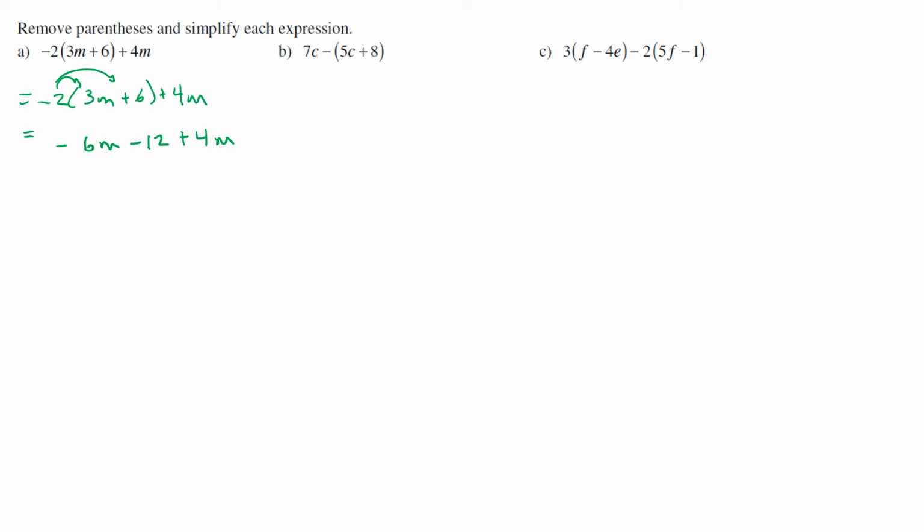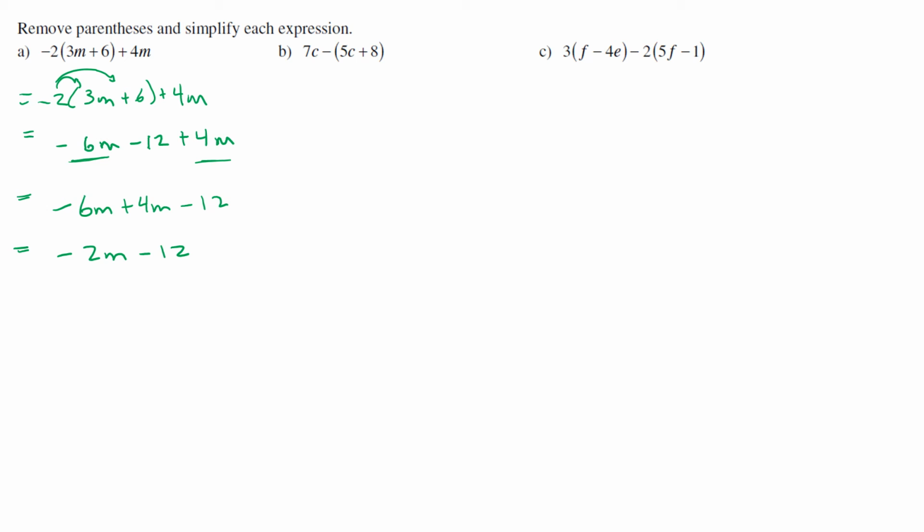And then we can simplify by combining like terms. So m and m, we can move those together. Our commutative property of addition allows us to move these around. So this is negative 6m plus 4m minus 12. Negative 6m plus 4m is going to be negative 2m minus 12.